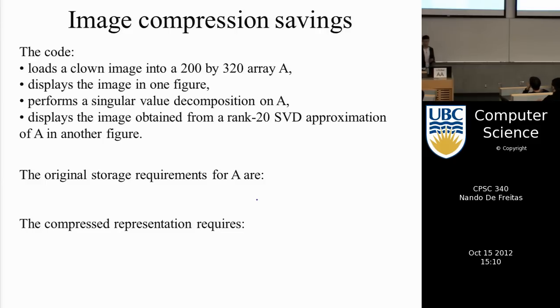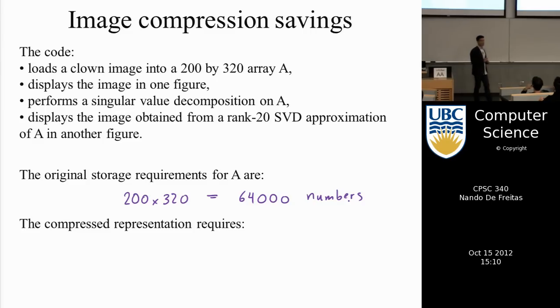So in terms of numbers, what's the original storage requirement? m by n. So 200 times 320, which is what, 64 with three zeros. Okay? Numbers or bytes, say, if you use bytes to represent it.